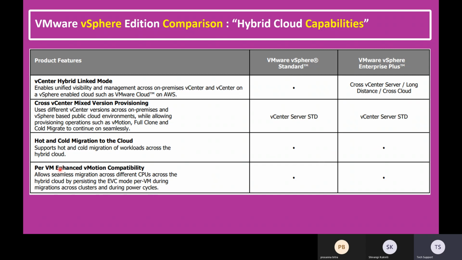Even per-VM Enhanced vMotion Compatibility. Enhanced vMotion Compatibility is nothing but, in short form, EVC mode. This per-VM EVC mode is also available for both the Standard license key and the Enterprise license key. Okay, there are some advanced features in the vSphere edition, which is developer-ready infrastructure. We'll discuss it in the following slide.